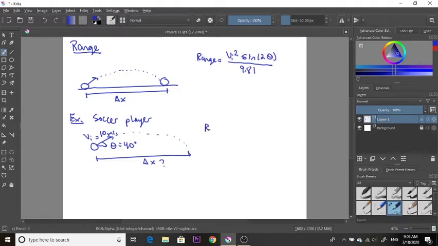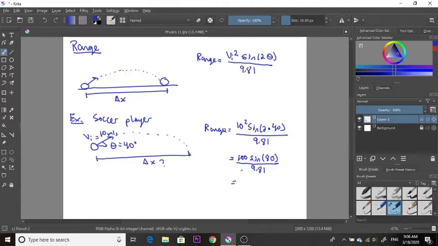So our range, we're just going to input our velocity and our angle into the formula. So we have 10 squared times the sine of 2 times 40 over 9.81. Now when you're calculating this, remember you have to make sure that your calculator is in degrees, because if it's in radians, you're going to be getting different answers. So 10 squared is 100. Sine of 2 times 40 is 80, all over 9.81.